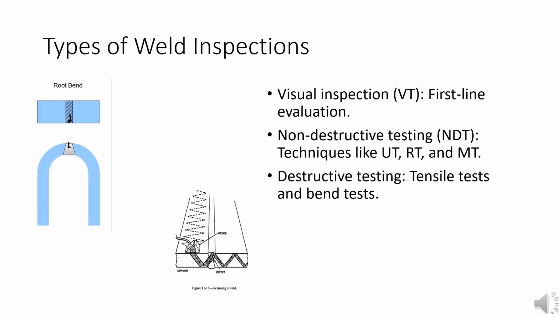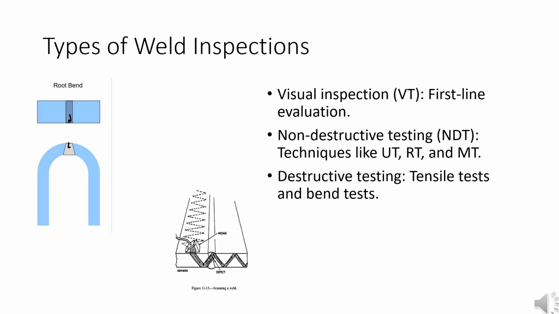The first line of defense is visual inspection, which is a type of non-destructive testing, NDT. This initial evaluation looks for visible flaws or defects. Other NDT techniques include ultrasonic testing, UT, radiographic testing, RT, and magnetic particle testing, MT, which are selected based on the design and critical nature of the structure. These methods help reveal defects that aren't visible to the naked eye.